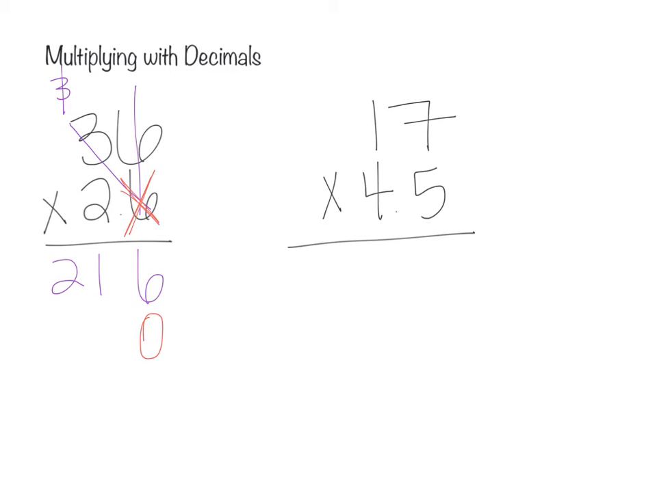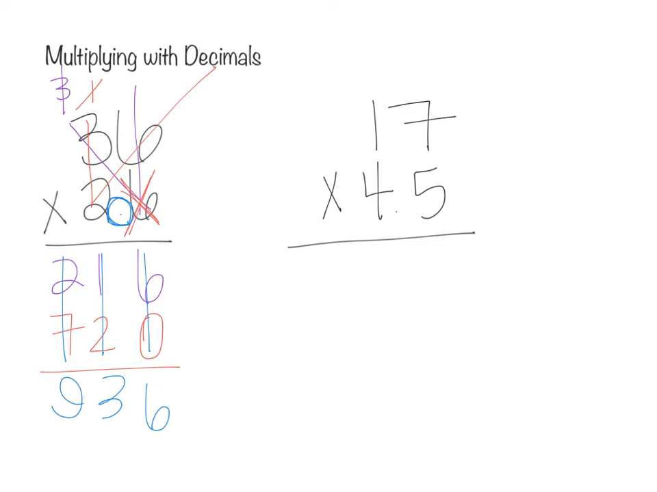I carry down a 0 for the 1's place. 2 times 6 is 12, so I bring down the 2, carry the 1. 3 times 2 is 6, plus 1 is 7. So now I add those numbers together. 6 and 0 is 6, 2 and 1 is 3, 7 and 2 is 9, 936. But I had that one decimal digit in the 2.6. So that means I have one number behind a decimal, so my answer has to have one number behind a decimal. So my answer is actually 93.6.